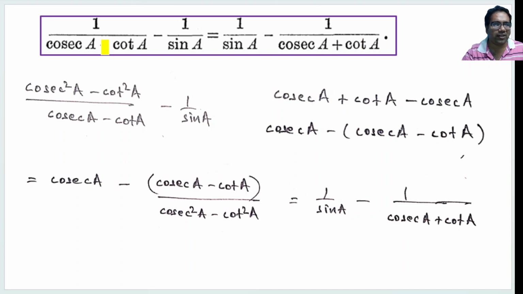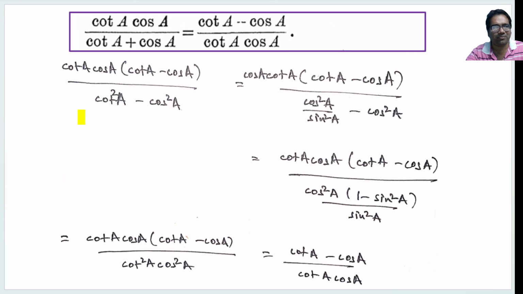We did the same trick twice. In the first place, this one we replaced with cosecant square A minus cot square A to bring cosecant A plus cot A in the numerator. And we did the same trick again to bring this cosecant A plus cot A in the denominator. Here also, that one by one we used as cosecant square A minus cot square A. Right, guys?